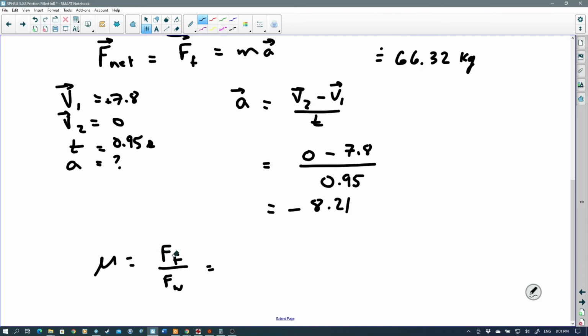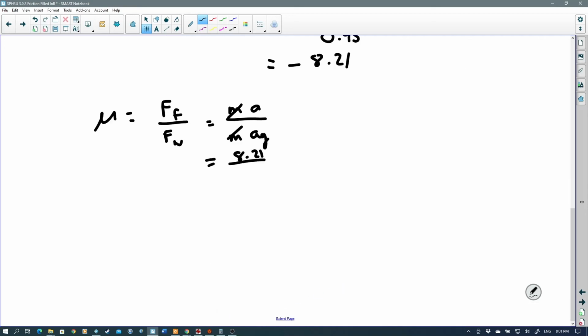So we're going to replace FF by the fact that FF is equal to Fnet, which is equal to MA in this question. So if I put MA here, and at the bottom I put MAG. Now actually I don't need the mass. I just realized those will cancel out anyway. Okay. So I'm left with A divided by AG. So what is the acceleration that we calculated? It's the 8.21. And that's going to be divided by our 9.8.